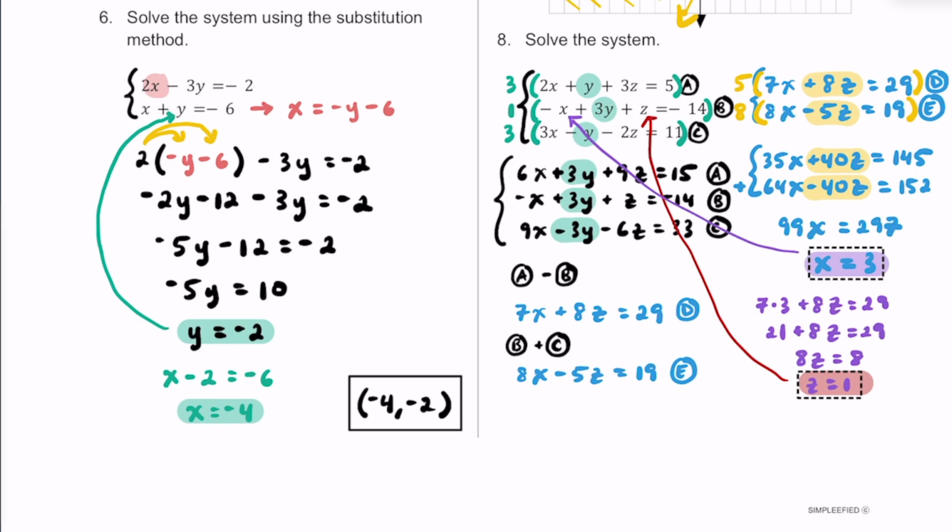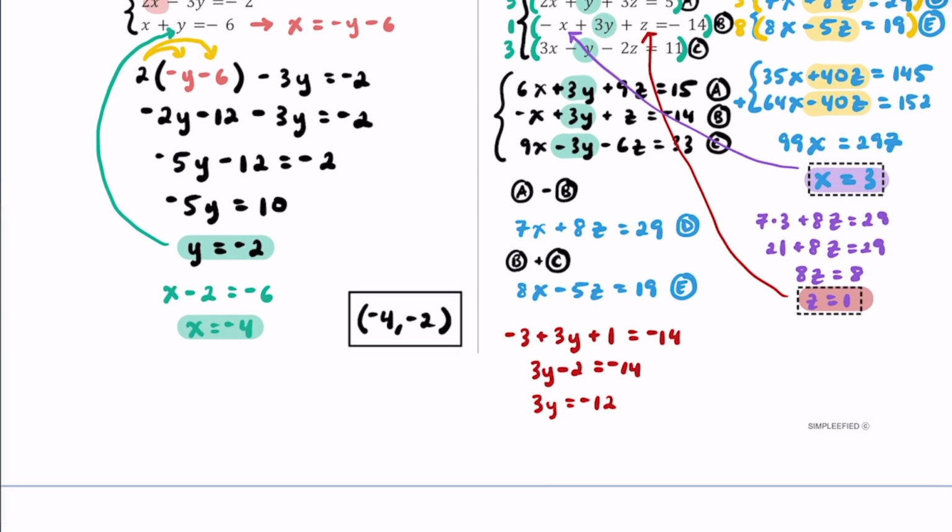If we plug that in, we're going to get negative 3. Negative 3 plus 3y. We don't know y, so we're going to leave that alone. Plus z. We know z is equal to 1. This is equal to negative 14. Okay, so let's combine negative 3 plus 1 is negative 2. So we have 3y minus 2 is equal to negative 14. Let's add 2 to both sides. We get 3y is equal to negative 12. And then if we divide both sides by 3, we're going to get y is equal to negative 4.